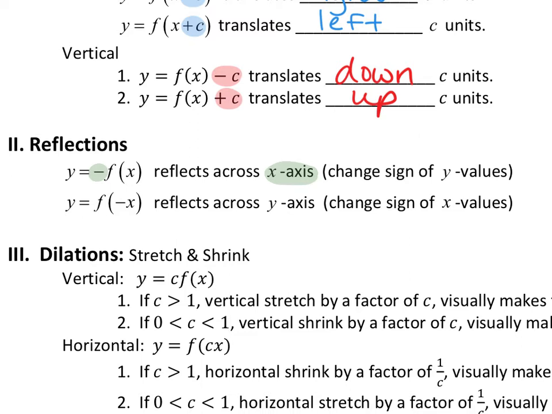You can also reflect it across the y-axis, which means the -1 is inside next to the x. Kind of looks like what we did to check even or odd functions. We're putting a -1 next to x. It changes the sign of the x values.